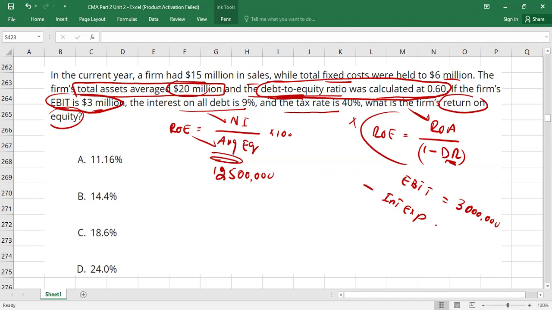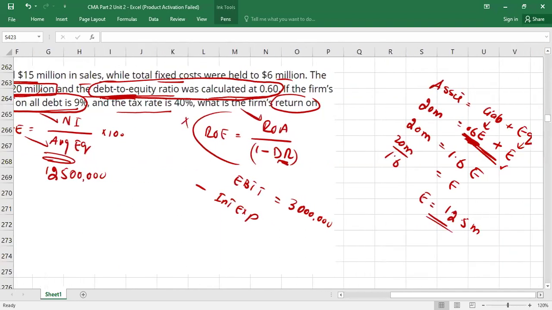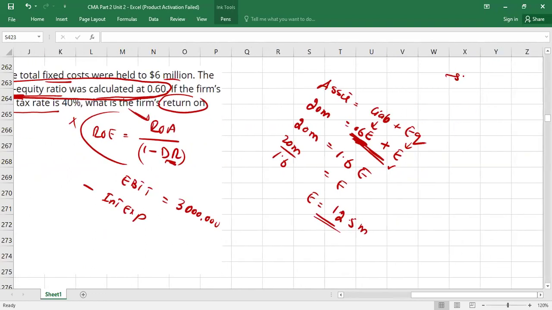So then guys, interest expense you can calculate. How? It's not given, but here he told you interest on all debt is 9%. I don't know the value of debt, but I can work it out now, because assets equal liabilities plus equity. Assets are given, 20 million. Equity, we just found, 12.5 million. It means the difference will be the value of debt. This is liability.